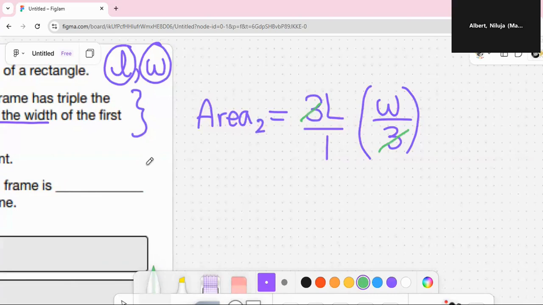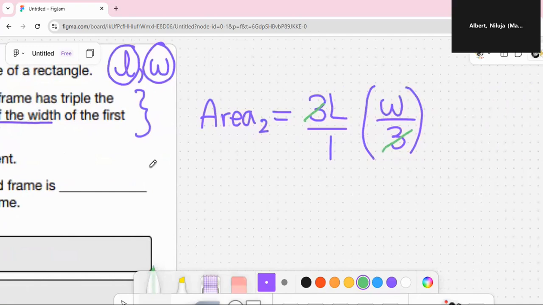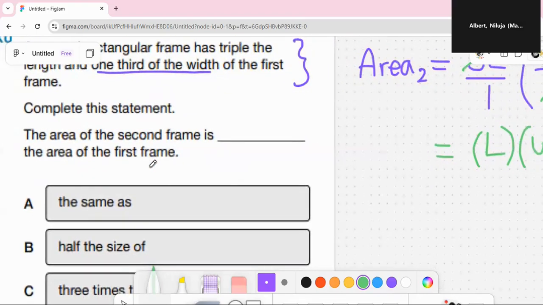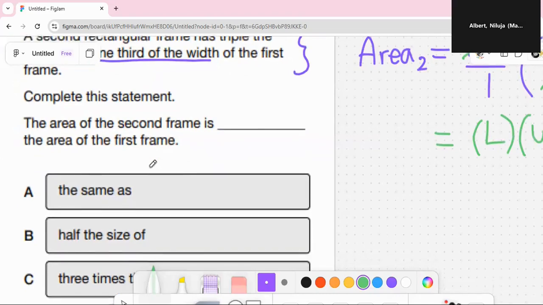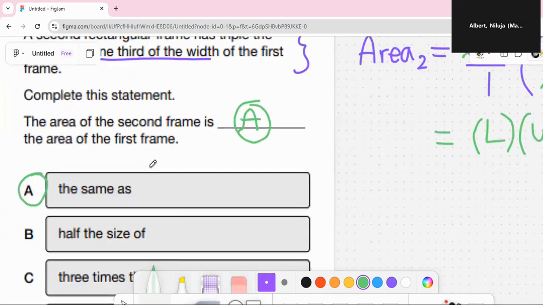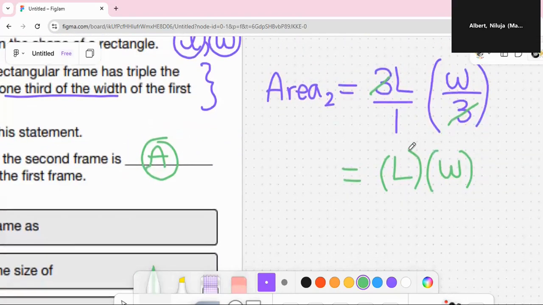If we triple the length and take 1/3 of the width, that actually cancels out and we're left with L, which represents the length of the first frame, and W, the same W that represents the width of the first frame. So actually, the area of the second frame is going to be exactly the same, so we're going to put answer A, the same as the area of the first frame, because the 3's cancel each other out. And my algebraic statement proves that.